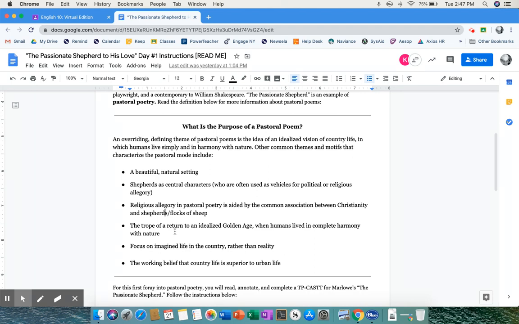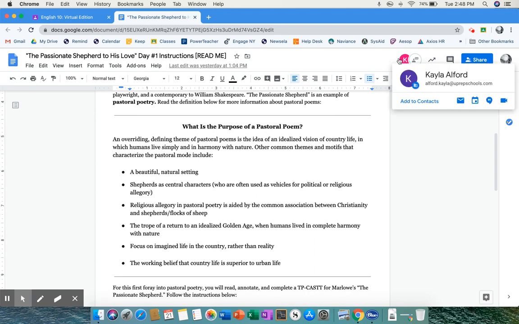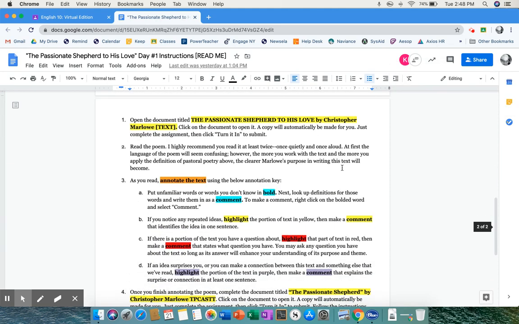Also, it's this idea of returning to an idealized way of life, the golden age, if you will, where humans lived in complete harmony with nature. It's focused on an imagined life in the country rather than a realistic one. And it's working from the belief that country life is superior to urban life. So pastoral poetry really is all about looking back at life in the country and making an argument that it is a more natural environment for people.